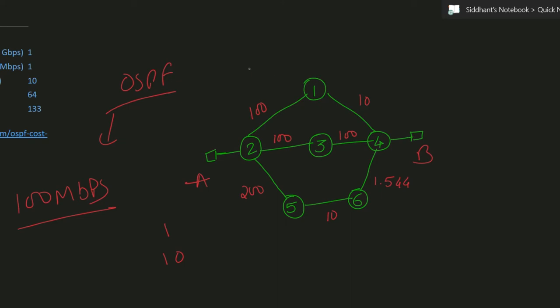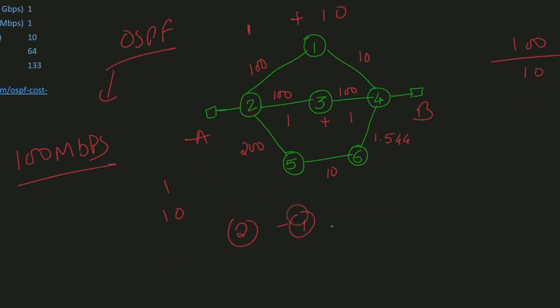So this will be the cost 1, plus the cost from 2 to 1, which will be 1. From 1 to 4 the cost will be 10, because 100 Mbps is the reference and we divide it by 10, so it will be 10. Now for 2 to 3 to 4 it will be 1 plus 1. So first will be 2 to 1 to 4. This route has a cost of 11. 2 to 3 to 4, this route will have a cost of 2.